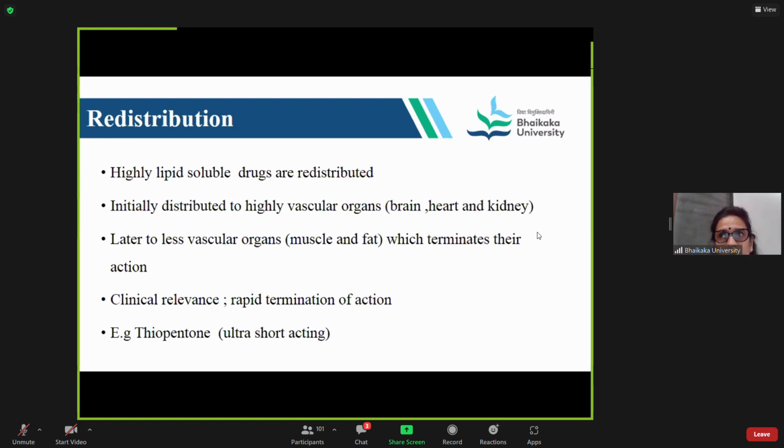So what is the relevance? Because of this redistribution capacity, there will be rapid termination of the drug's action. The drug will hardly give its action for 5 to 6 seconds, or maybe 1 to 5 minutes. So thiopentone is an ultra short acting general anesthetic agent because of its redistribution capacity. That is the clinical relevance.